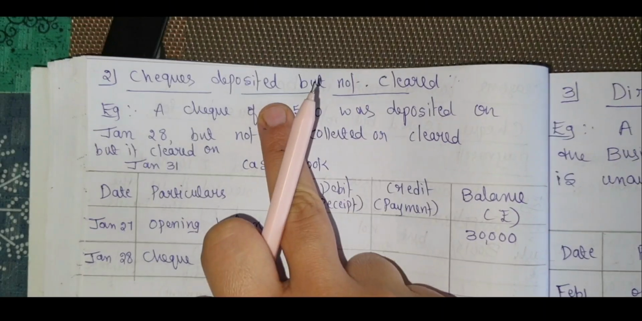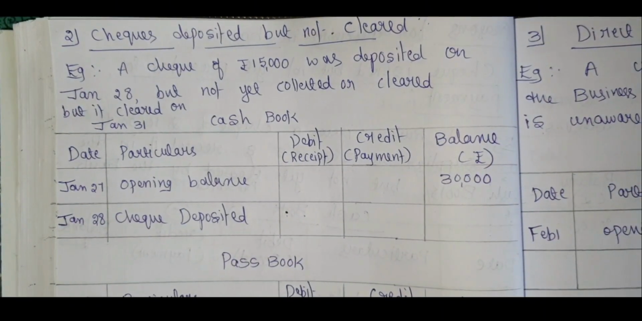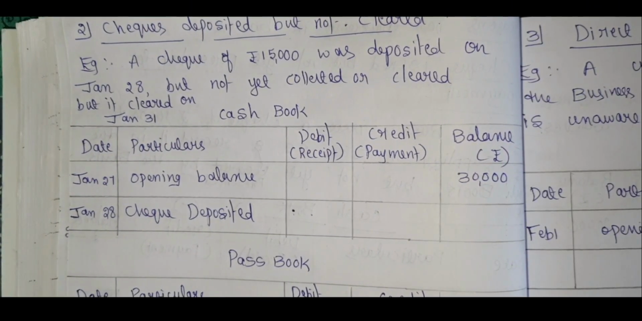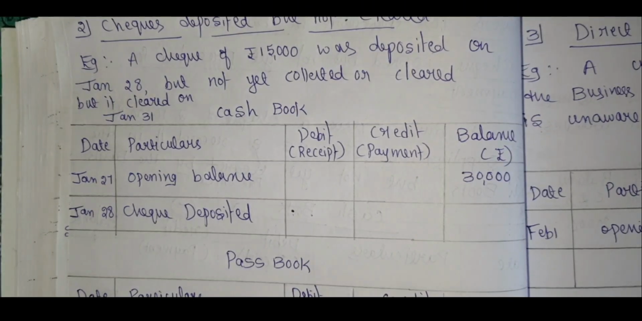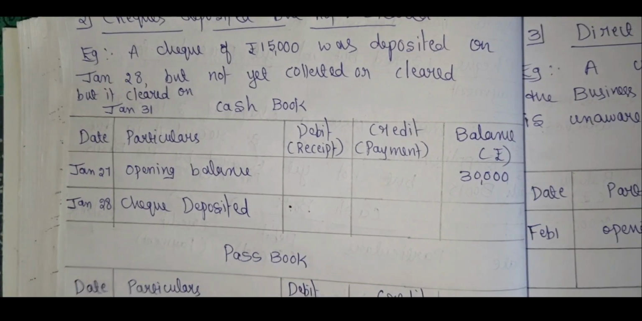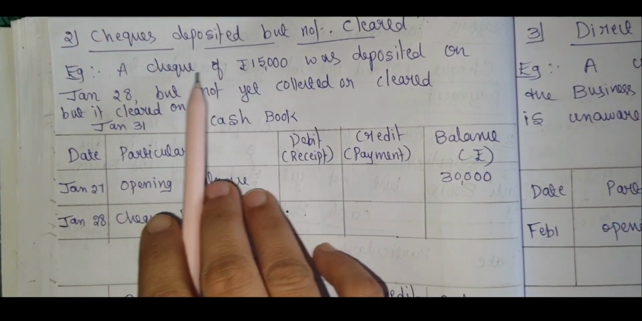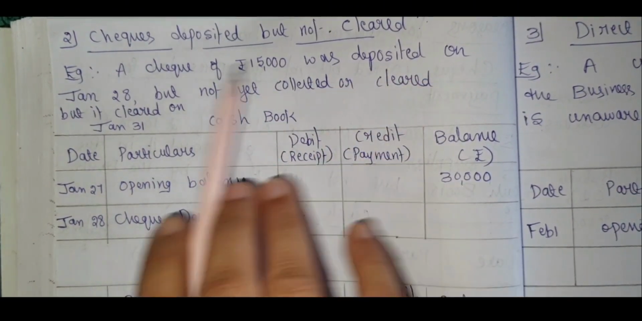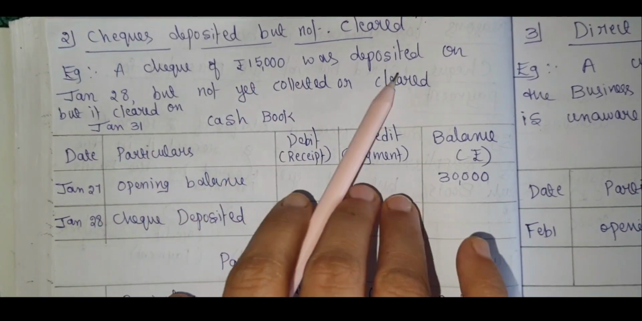Now the second situation is check deposited but not cleared. Here the business records the check deposit immediately, but the bank credits the amount only after the clearance. See the example here. A check of rupees 15,000 was deposited on Jan 28th.